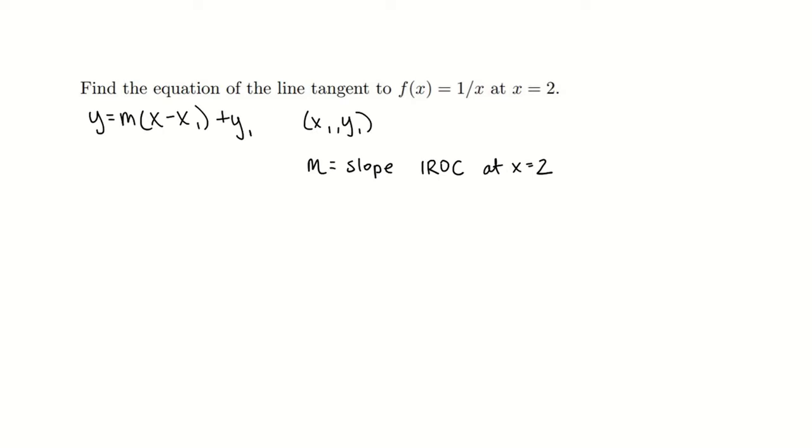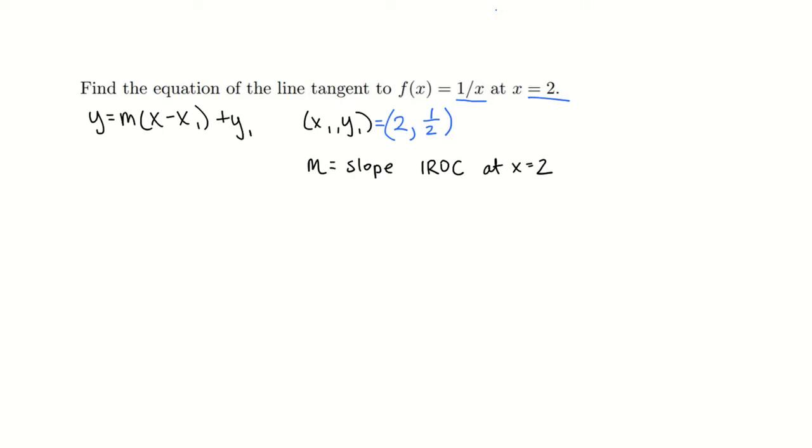So for our point, we already know that the x part of our point is 2. And the y part we would get by plugging 2 into the formula, so that would be just 1/2, 1 over 2.